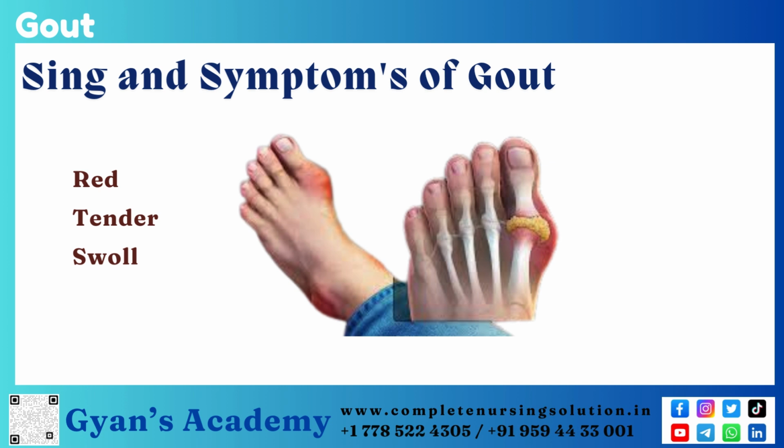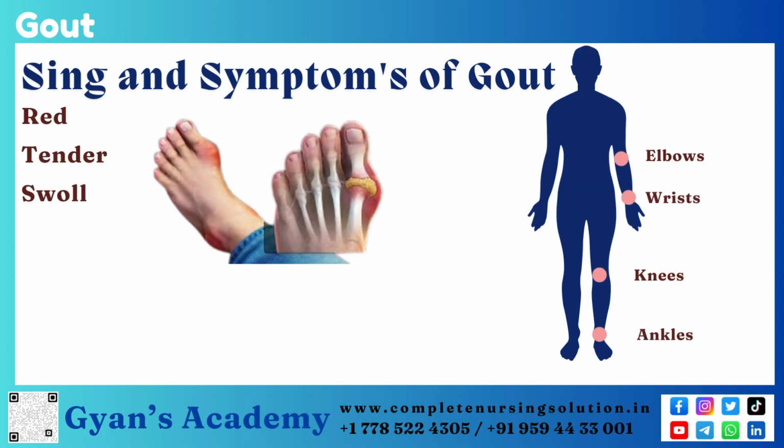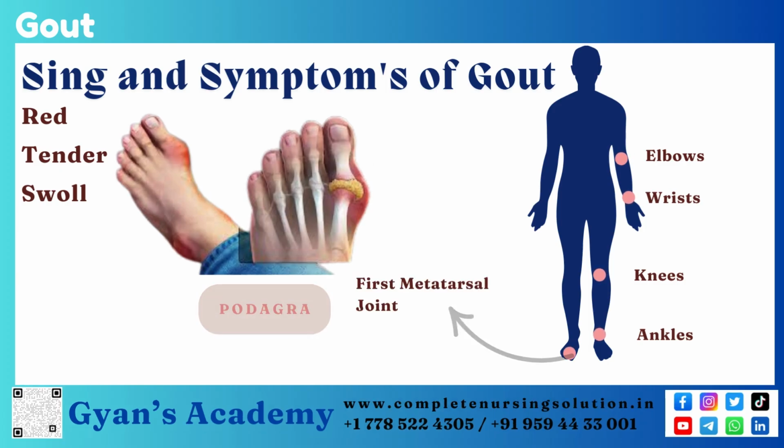Now, gout typically presents with acute attacks, in which a joint becomes red, warm, tender and swollen within hours. Gout can affect many joints, such as those in the ankles, knees, wrists, and elbows. But most often, it affects the first metatarsal joint of the foot, or the base of the big toe, and this is called podagra.